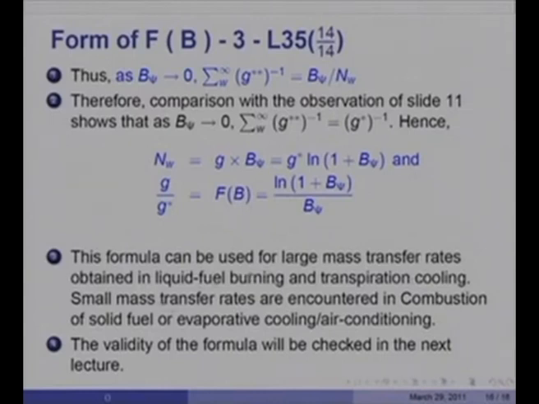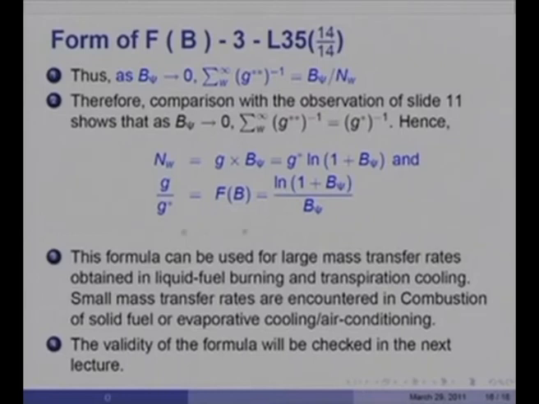Small B psi usually occurs in combustion of solid fuels, and in evaporative cooling or air conditioning and so on. In these applications B psi would be less than 0.1; in fact, it will be of the order of 0.02, 0.03. Whereas in transpiration cooling and liquid fuel burning, the value of B psi can vary between 0.5 and nearly 10. So B psi can be really large in liquid fuel burning and in transpiration cooling.